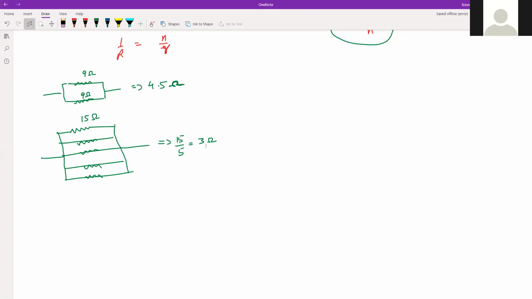And there can be circuits in which we have both combinations of series and parallel. So let's try to solve one such problem.